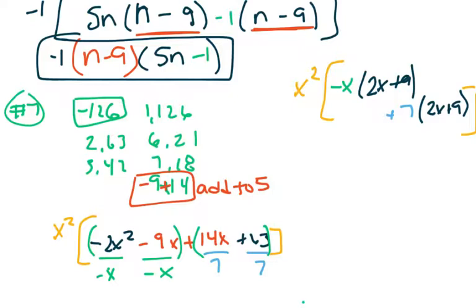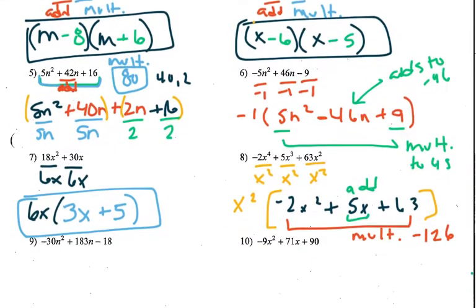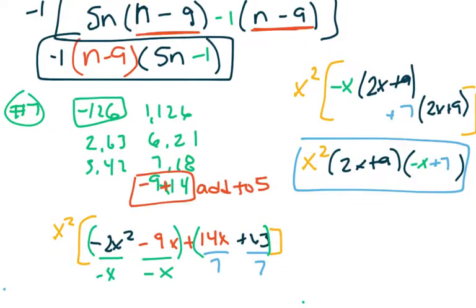So now we can keep that x squared out front. Oops. Factor out the black 2x plus 9. And then have our leftovers of the green x and the 7. And so this is the full factored version of number 7. Oh, and by number 7 I mean number 8. Okay.